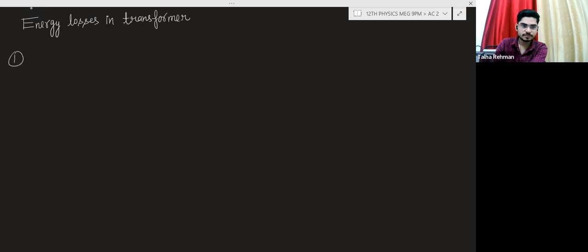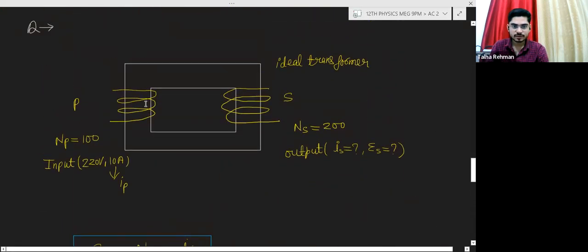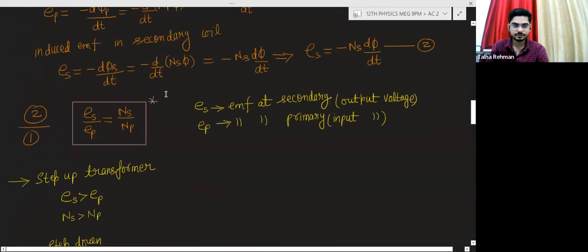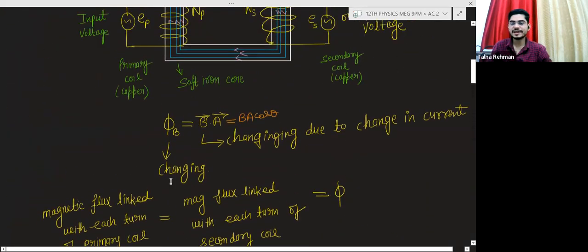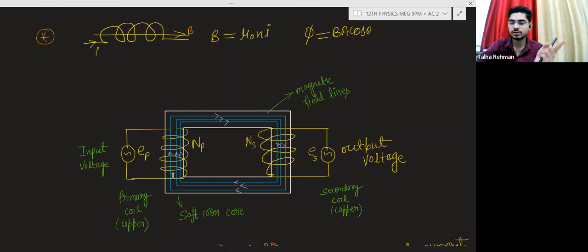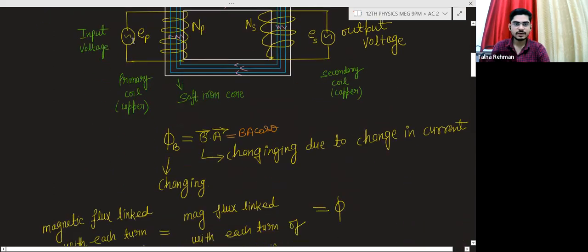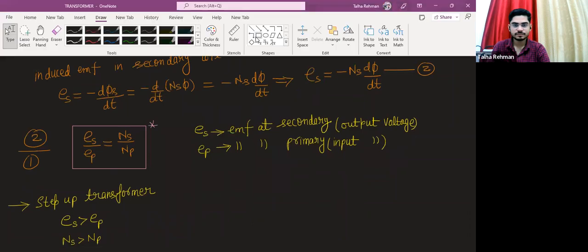Number one, flux leakage. What is the meaning of flux leakage? See here, in the transformer, these are the magnetic field lines. But in actuality, the magnetic field lines are not straight lines. Magnetic field lines are curved also. So magnetic flux will leak. I'm just drawing here.